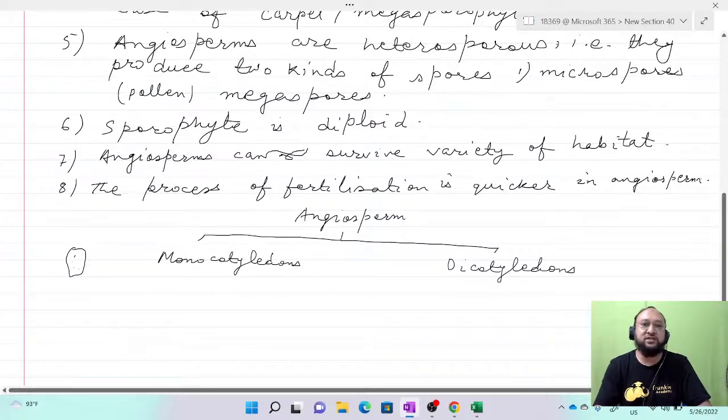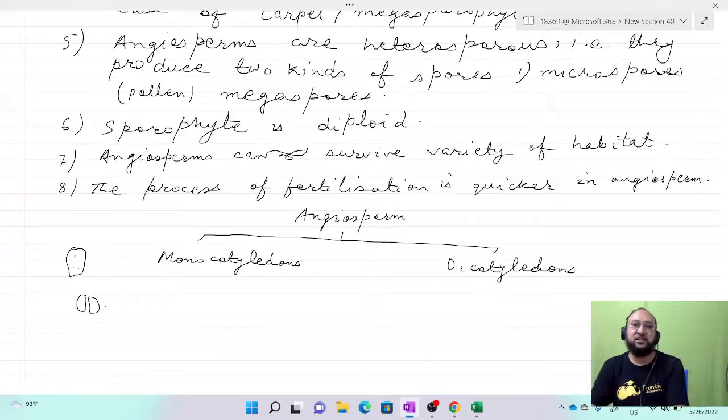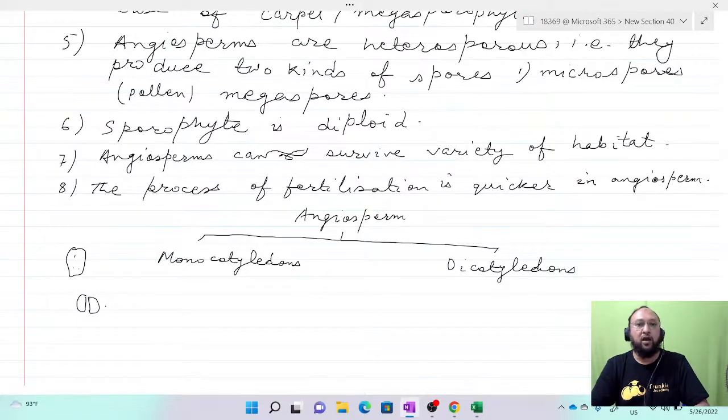But in case of the bean seeds, we find two seed leaves. So that is called dicotyledons. And the important feature is that, without observing the seeds, by looking at the plants or leaves of the plants, we can know whether this is a monocotyledonous plant or a dicotyledonous plant.